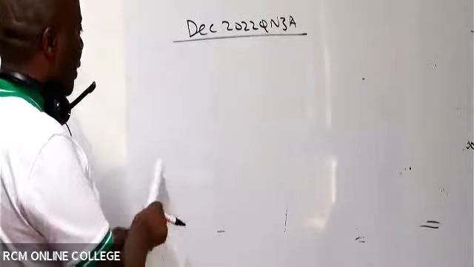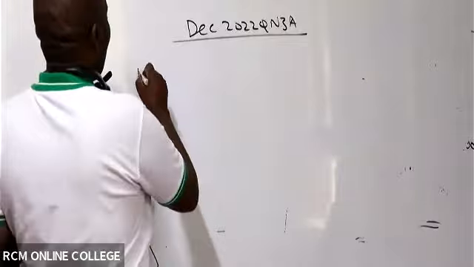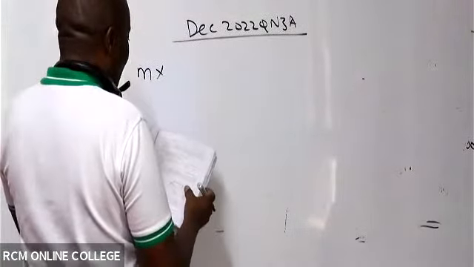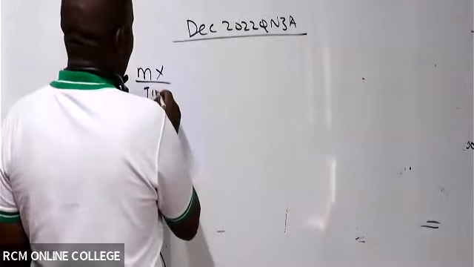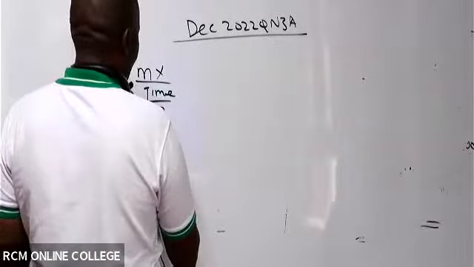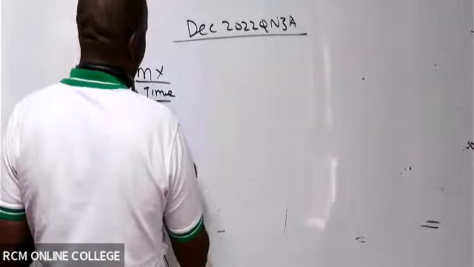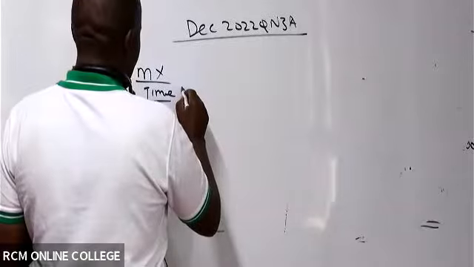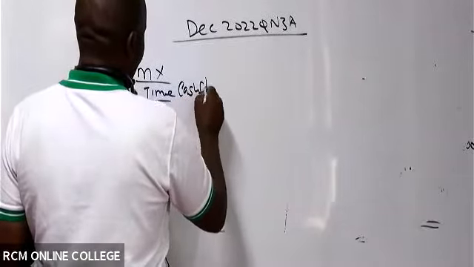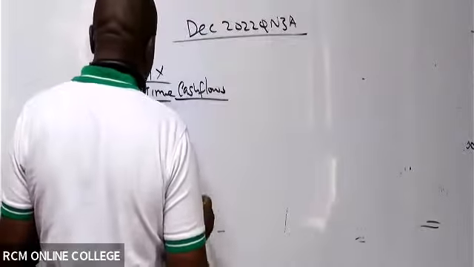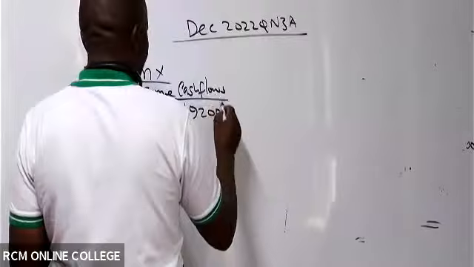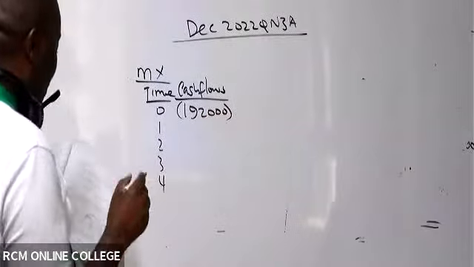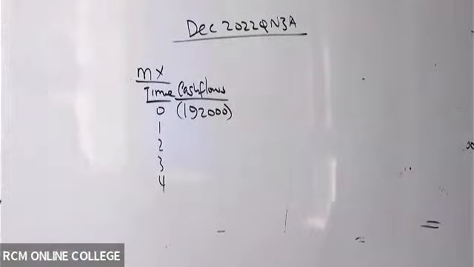We start with the project MX. This examiner loves you people because you can see project MX, he has given us already the time: 0, 1, 2, 3, 4. And then he has given us cash flows. So cash flow at time 0, 192,000. This is an outflow. Time 0 is now 192,000.